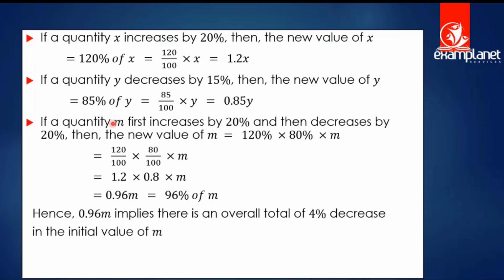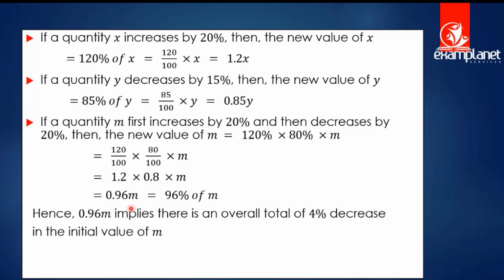From 100% of m now to 96% of m, or you can see from 1 m to 0.96 m, showing you that it has reduced finally at the end of the two changes. So you can see that increasing by 20% and then decreasing by 20% doesn't mean the m will go back to the original value. No, because we are changing different values. So that is why if you increase by 20% and you now decrease by 20% back, it doesn't mean you go back to the original. No. So you have to check.